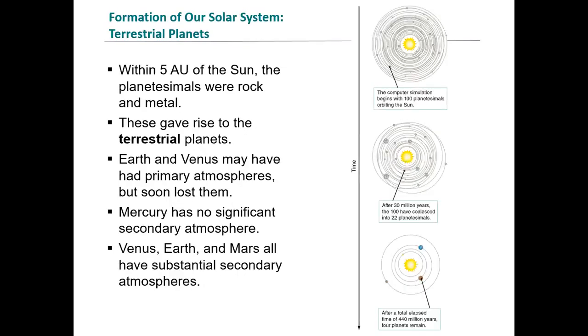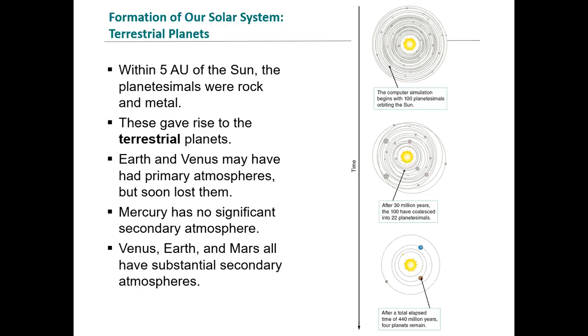So within 5 astronomical units of the sun, the planetesimals were rock and metal. These give rise to the terrestrial planets. Earth and Venus may have had primary atmospheres, but soon lost them. Mercury has no significant secondary atmosphere. Venus, Earth, and Mars all have substantial secondary atmospheres. Mars has a really wispy atmosphere, but still it's significant compared to Mercury or even our moon.